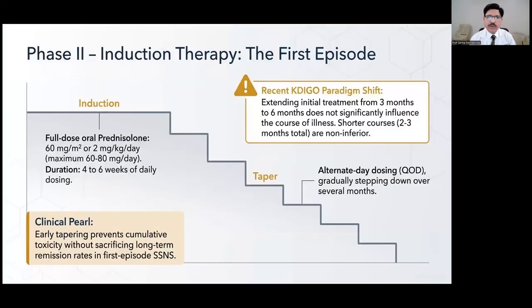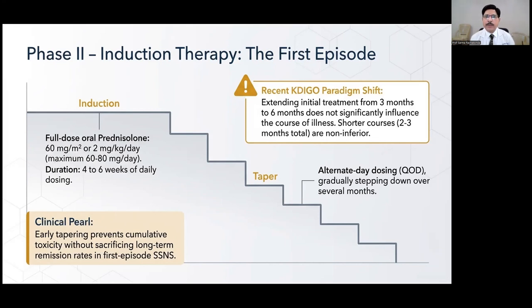Now phase 3, induction, the first episode. How do I induce? Full dose prednisolone 60 milligrams per meter square or 2 mg per kg in case of child, maximum 60 to 80 milligrams. Duration, children 4 to 6 weeks, adults even longer duration. Early tapering prevents cumulative toxicity without sacrificing long-term remission. So when you have a chance to taper, start bringing down by 5 milligrams. You started at 60, make it 55, 50, 45, 40 like that, and make it alternate dosing also.